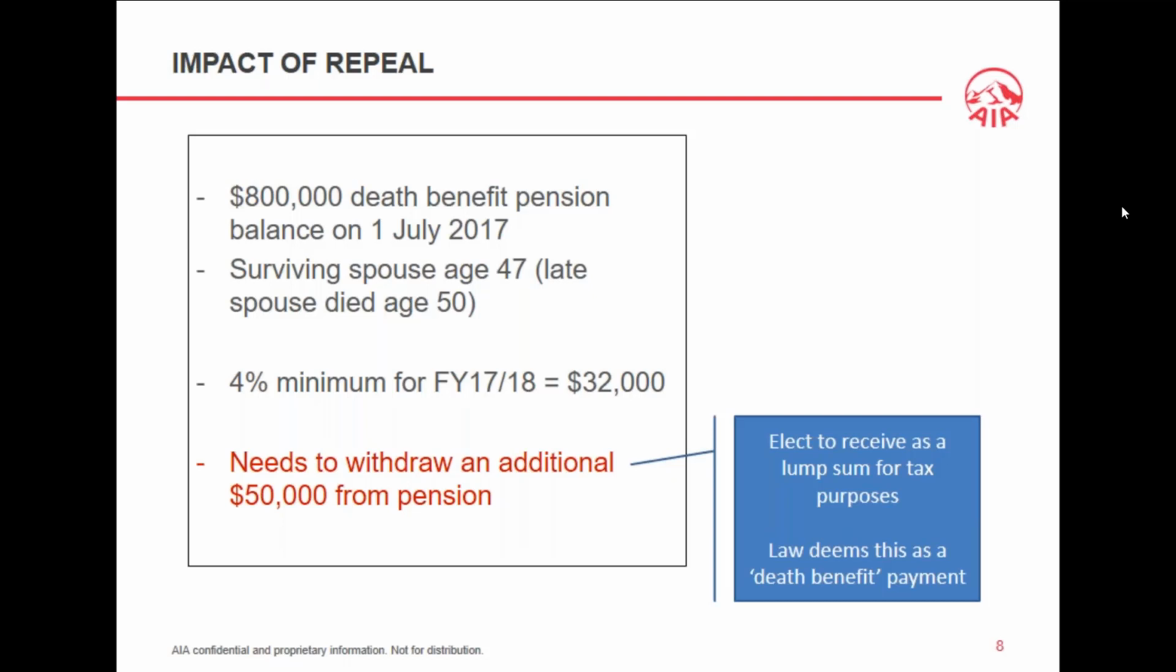And that is because from 1 July 2017, as a result of this repeal of the death benefit period, the law deems that $50,000 partial lump sum as a death benefit for tax purposes. And because the recipient of this death benefit for tax purposes is a surviving spouse being a tax dependent, that gets pushed out to mum entirely tax-free.